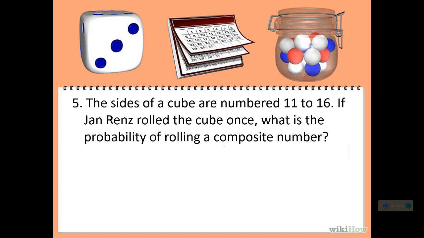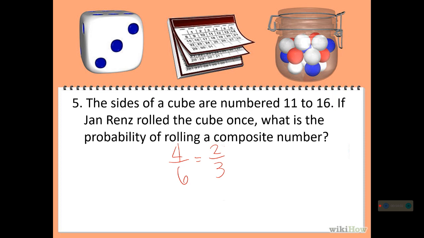Next, number 5. The sides of a cube are numbered 11 to 16. If John Rance rolled the cube once, what is the probability of rolling a composite number? So what should be your answer? Okay, so since we have 12, 14, 15, and 16, and we have out of 6, so you will have, what do you think? Yeah, so we have 4 over 6. When we reduce to lowest terms, it is equal to 2 over 3.